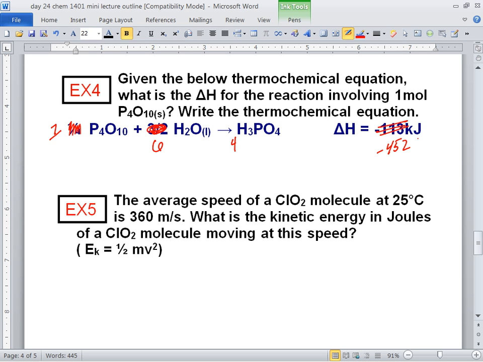Okay, try Example 5. This one's a big culmination of really what we're doing. See if you remember what we talked about like 20 minutes ago. The average speed of a chlorine dioxide molecule at 25 degrees Celsius is 360 meters per second. What's the kinetic energy in joules of a chlorine dioxide molecule moving at this speed? And I give you the equation. Would have been really fun if it gave you the speed in miles per hour.